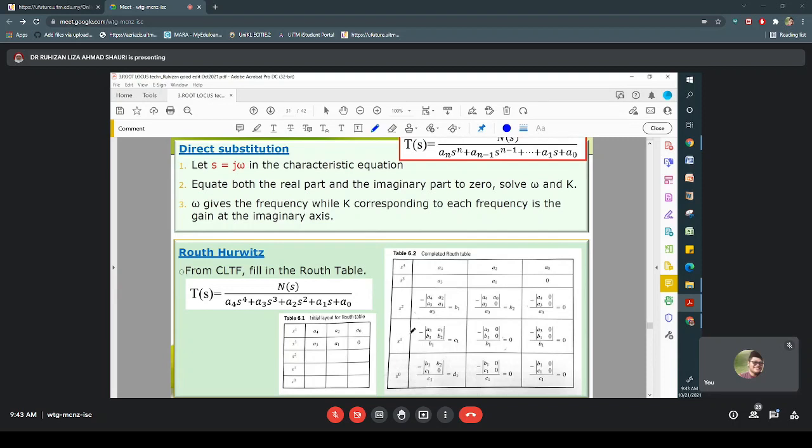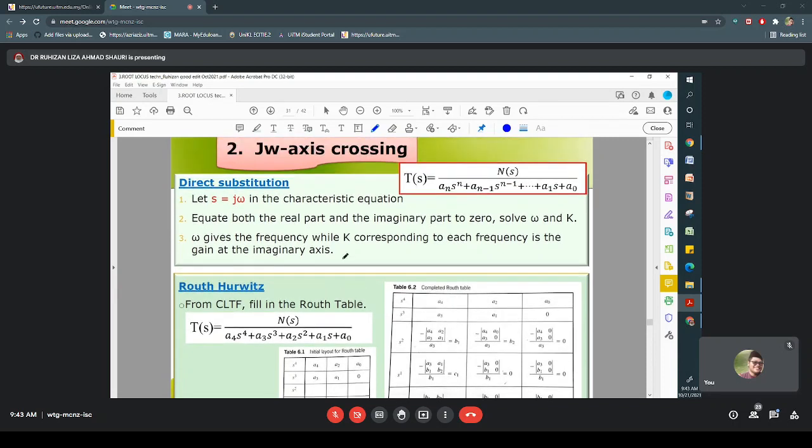Yeah, all right. So for j omega axis crossing, you have two methods to cover. You have to choose any of these that you are comfortable with to solve for the j omega crossing. Okay, what is this j omega crossing all about? I will explain to you a bit.